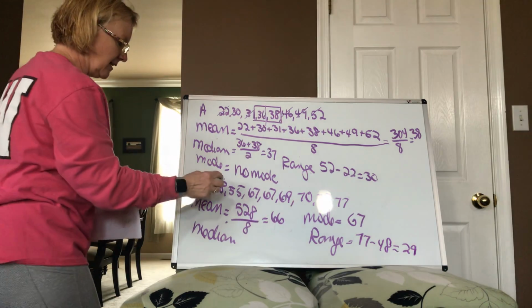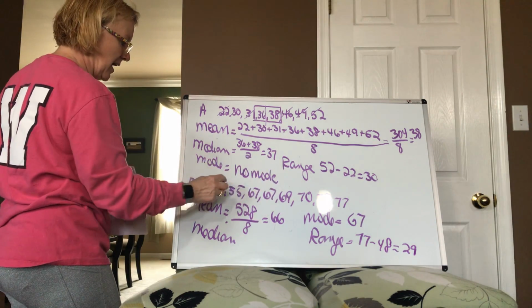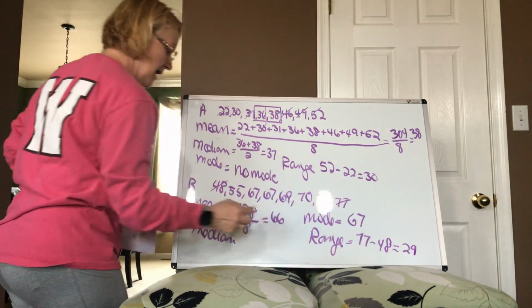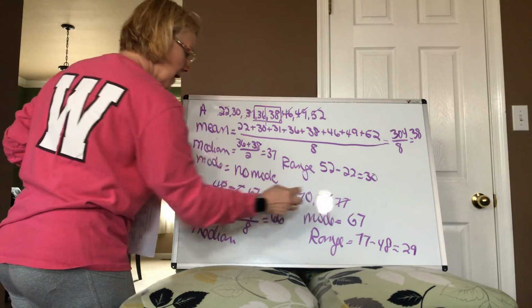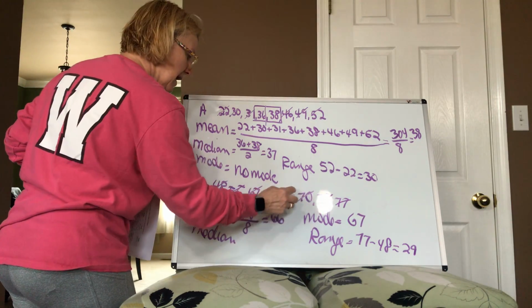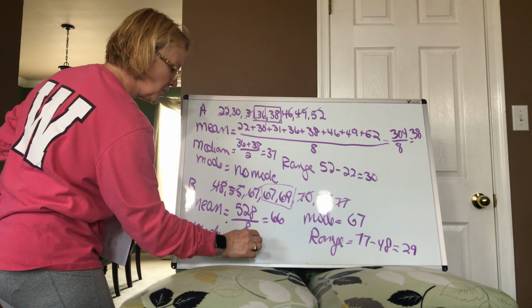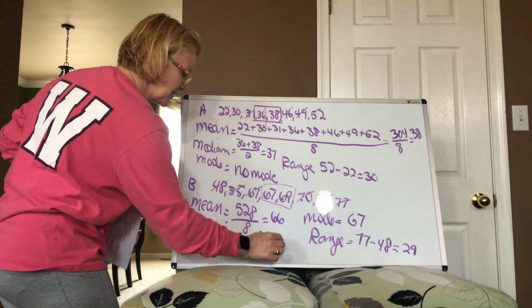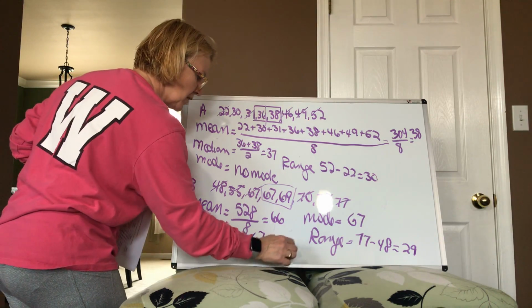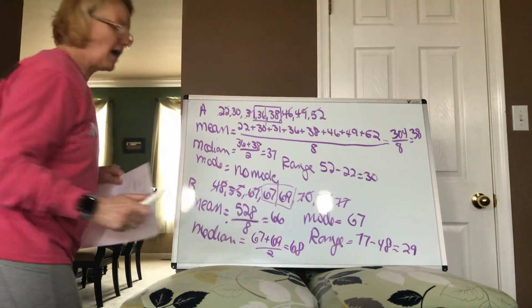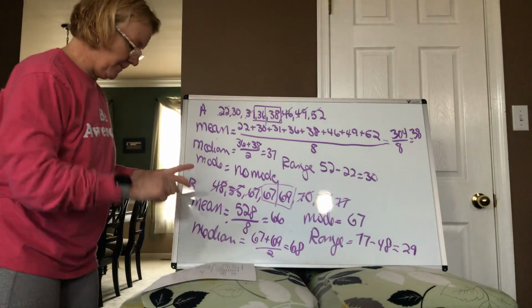Median, again, let's find the middle. They're already listed high to low. Low, high, low, high, low, high. Again, I have two middle numbers, so I'm going to find the average of those two. 67 plus 69 divided by 2 gives you 68. A lot of you can probably figure that out in your head.